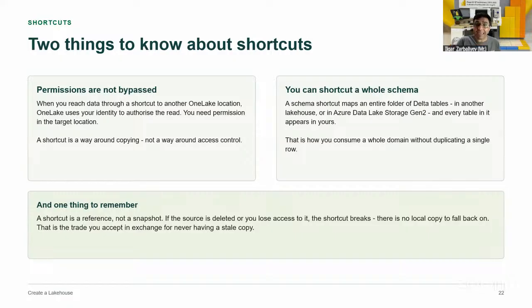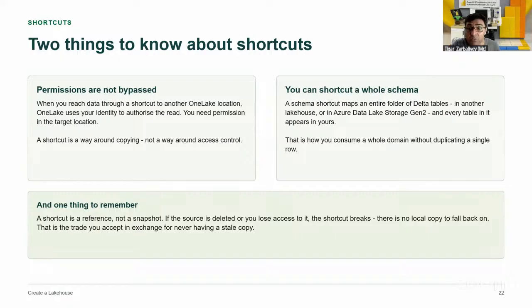Second, you can shortcut an entire schema, not just one table at a time. A schema shortcut maps a whole folder of Delta tables in another lakehouse or in Azure Data Lake Storage Gen2, and every table in it appears in yours. That's how you would consume a whole business domain owned by another team without duplicating a single row.